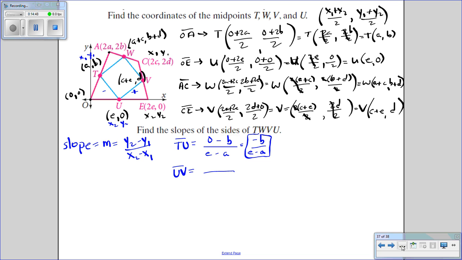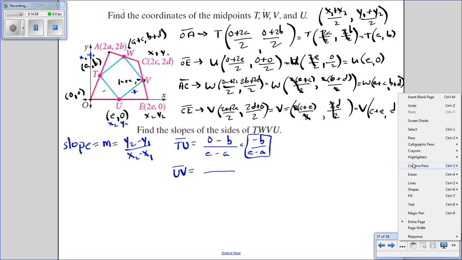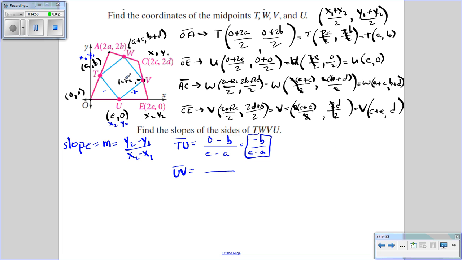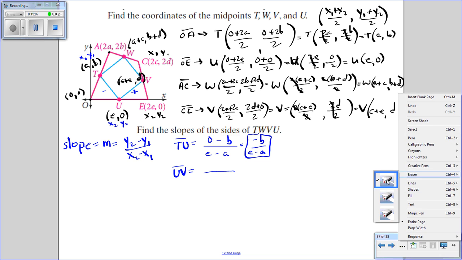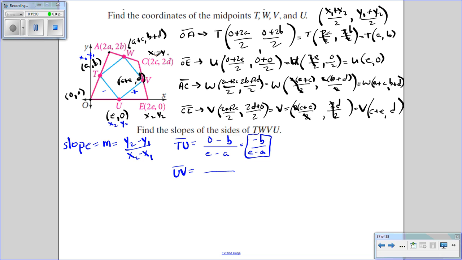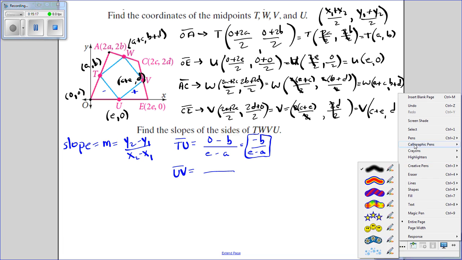Let me get, oops, I probably shouldn't have done that. Let me put that back on there. That was C plus E, D. Okay, let me get rid of this, that. All right, so we know what we're dealing with.